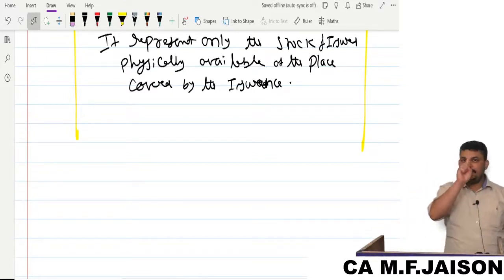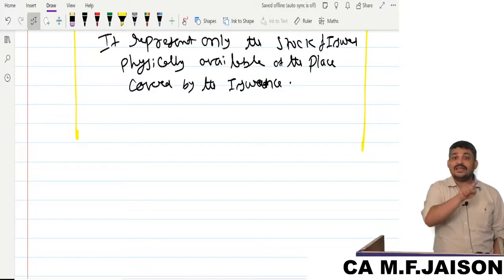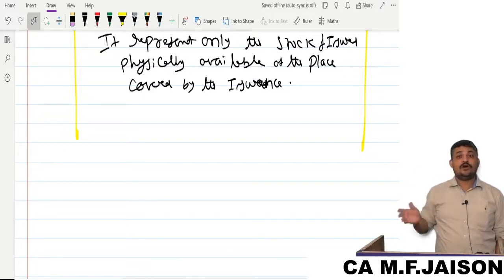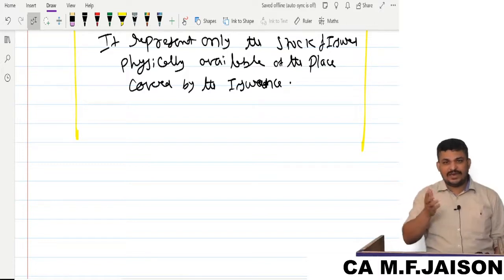Now, is it part of stock on date of hire? Yes, it is part of stock on date of hire, but it is not there in purchases. What should I do? It should be added to purchases. Sir, are you telling rectification of error?